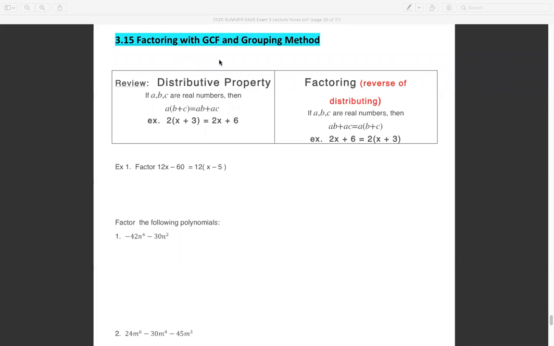2.15, factoring with greatest common factor and grouping method. For this video, we will only be covering factoring with the greatest common factor. For the grouping method, please refer to the next video.